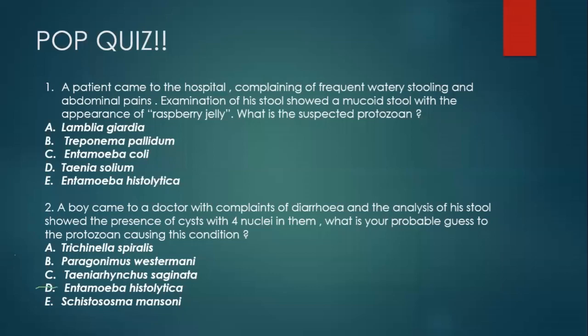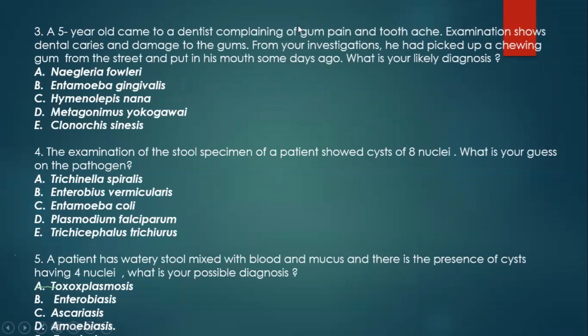Now they said the presence of cysts with 4 nuclei. Once you see this, just quickly analyze the answers to look for Entamoeba histolytica, because that's your probable answer. That's actually the answer to this question. So that's D. Anybody have any questions concerning that? All right, nobody has any question. So let's get on with the next one.